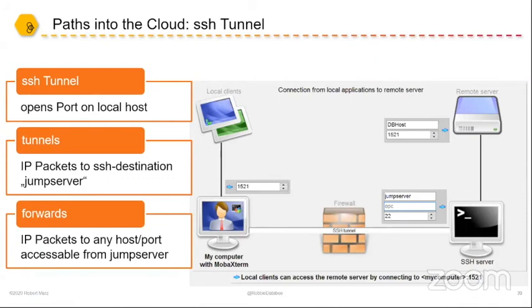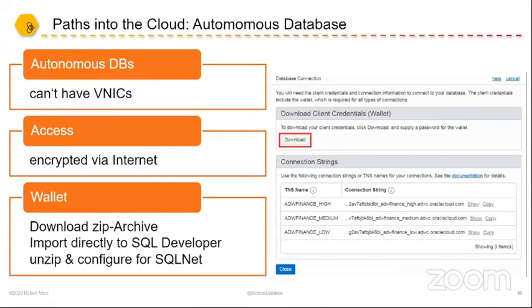This illustrates how this works. If you want to connect to an Autonomous database in the cloud, we have a little problem because those can't have virtual network interfaces. So the access is encrypted via internet. What you need to do is you download a wallet. This is a zip archive containing a couple of certificates.